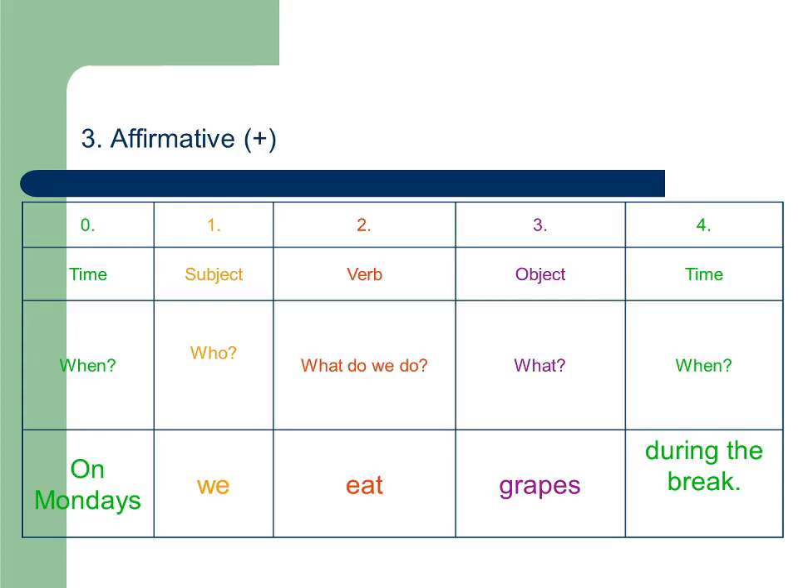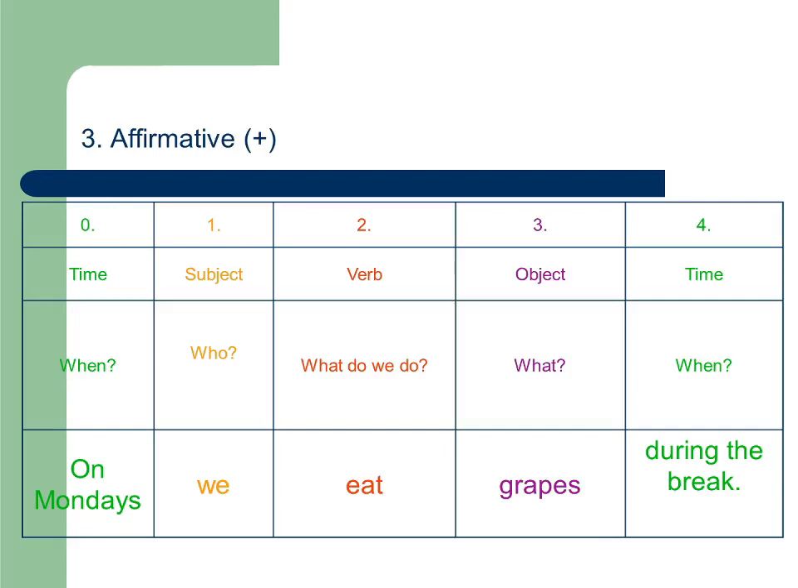Here the example is that you look at it. Time: on Mondays. Subject: we. Verb: eat. Object: grapes. Time: during the break. The sentence is very clear here. You look at it. On Mondays we eat grapes during the break. There are two times here. One is about a day. It is what we are calling this Monday here, and finally it comes during the break.